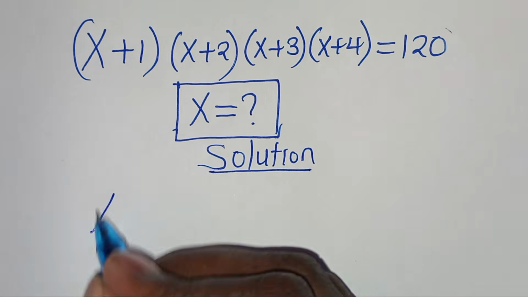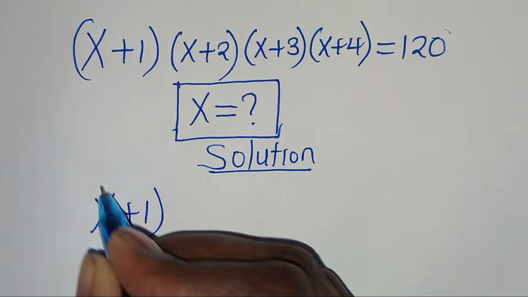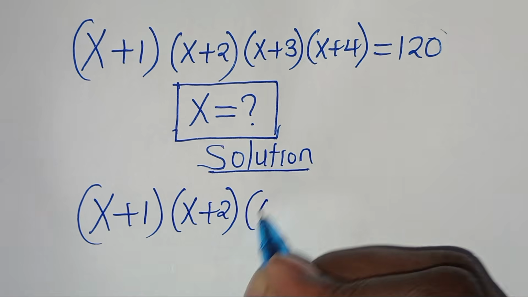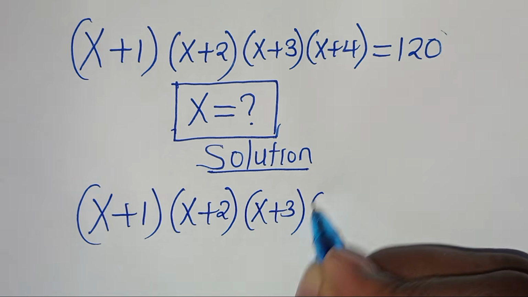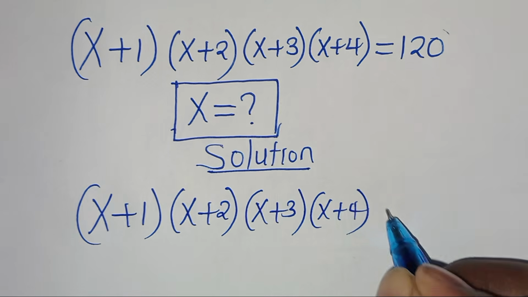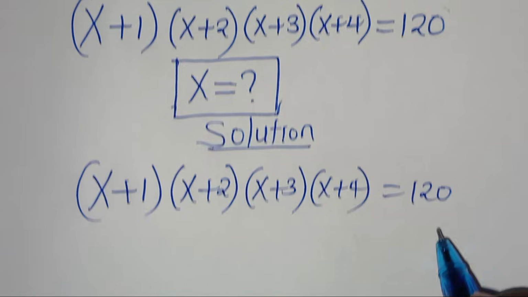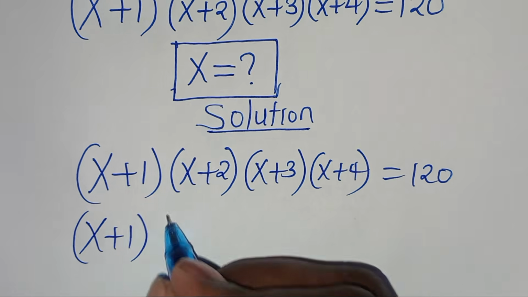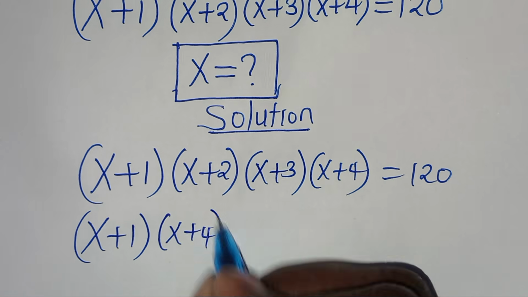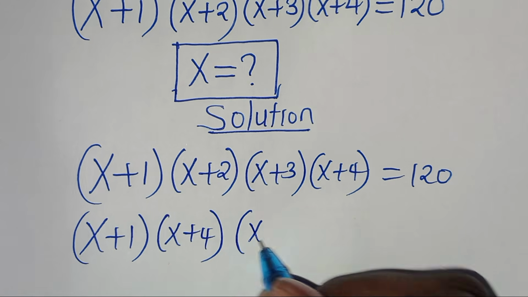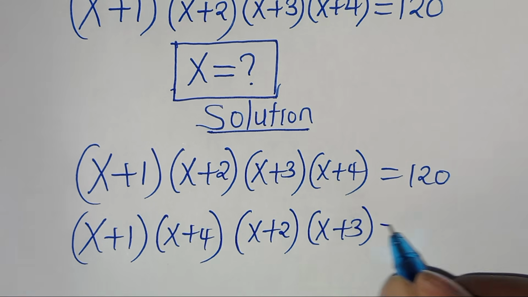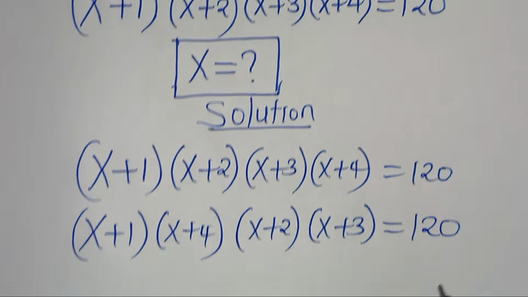So this is (x+1) multiplied by (x+2) multiplied by (x+3) multiplied by (x+4), and this is equal to 120. Now let's multiply (x+1) by (x+4), then multiply (x+2) by (x+3), and this is equal to 120.